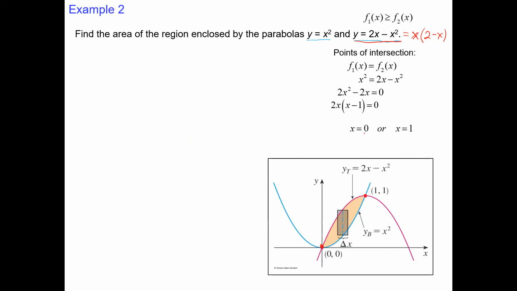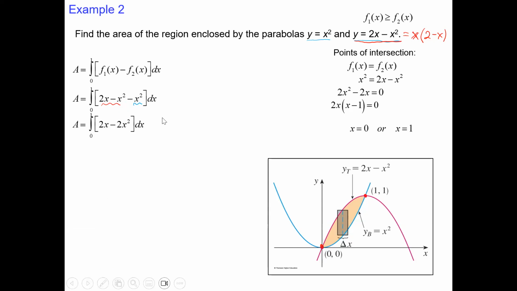Okay, and we can nicely see 0 and 1, that's the limits of integration between 0 and 1, the top curve minus the bottom. The top one is this parabola minus the upper one, the blue one. Okay, and again, this second step is so important. Now everybody can integrate. I add the like terms, and yeah, you may stop, but you may practice your integration.